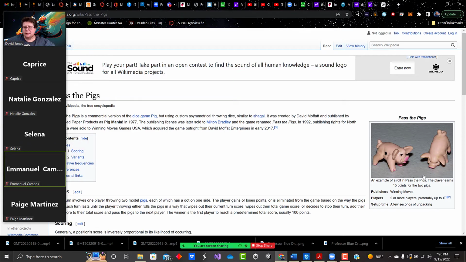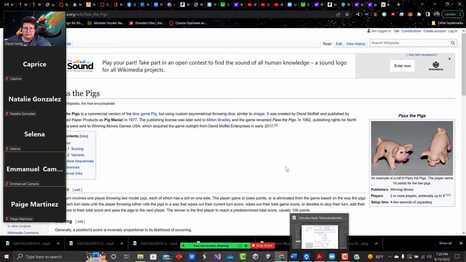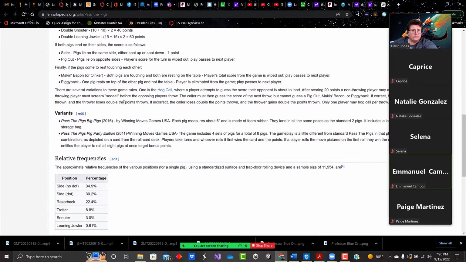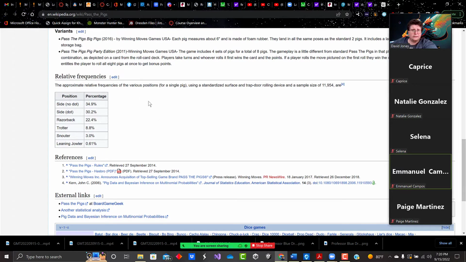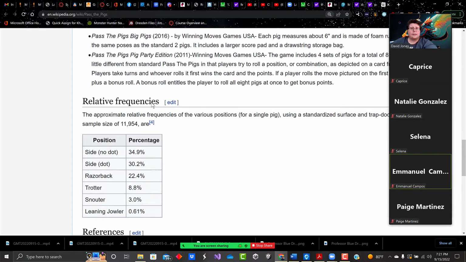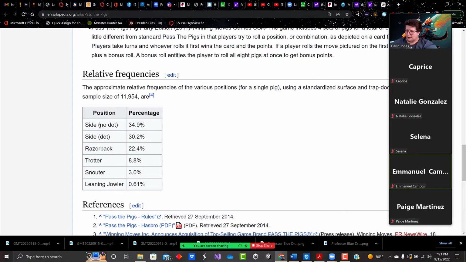So there's 2 pigs. One side of the pig has a dot. The other side of the pig does not have a dot. There are 6 ways that the pig can land, and they are listed below. So the ways they can land, and I'm going to write these down. I'm writing down this chart right here. Okay.